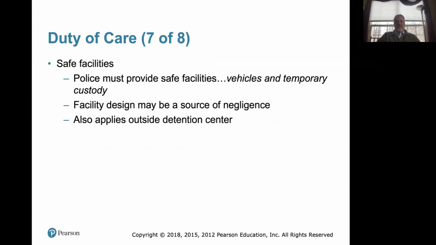As we indicated about safe facilities, they must provide safe facilities, vehicles, and temporary custody. Facility design may be a source of negligence. So sometimes you'll have jails where the doors don't have windows big enough so you can see what's going on inside the room. And someone's inside the room in physical distress, and the police can't see it because of the design of the door. There's an argument that would be actionable. The family of the person who harms themselves could sue because of the design of the facility.